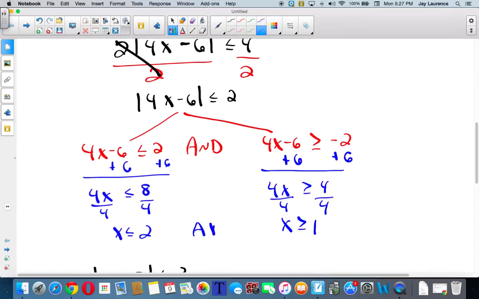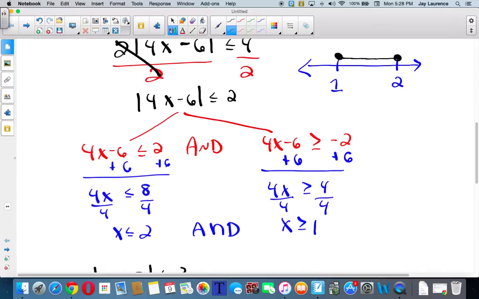Now this is an "and", and I know that "and"s graph like our thumbs touching, right? So I'm going to have a 1 here and a 2 here. I'm going to have closed points this time because they're equal to. And the numbers that are less than 2 and greater than 1 fall between those like that.